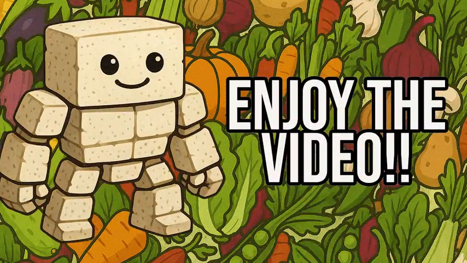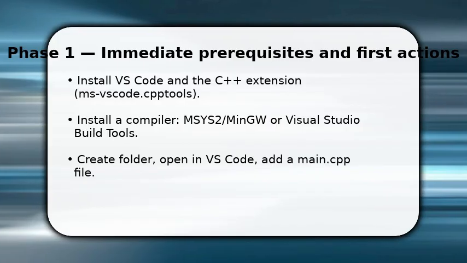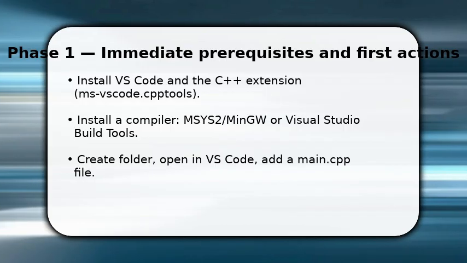Please enjoy the video. You start by confirming prerequisites, a modern C++ compiler and the VSCode C++ extension. Once installed, open the project folder and create main.cpp, this puts you in a workspace the editor can index. Make sure the compiler is on your path so tasks can call it.